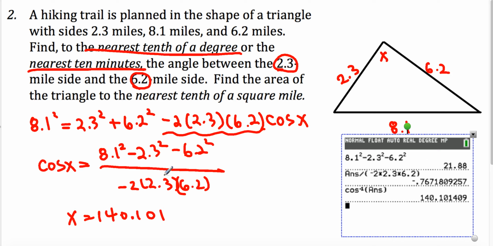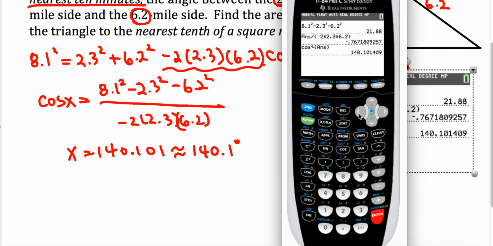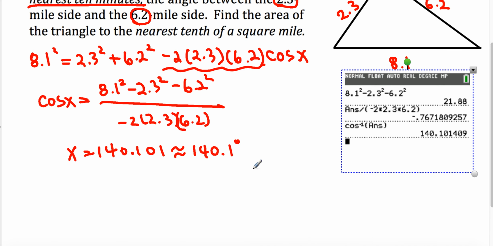But they want us to put it to the nearest tenth of a degree. So this is 140.1 degrees. How will I convert this into minutes? In fact, it's rather simple. I'm going to show you in two different ways. All I have to do is take the decimal part, so I subtract 140 because those are degrees already. Then I can multiply this by 60, because that's how you convert hours to minutes, and the same thing for degrees to minutes. And we get 6.08. So we get that.